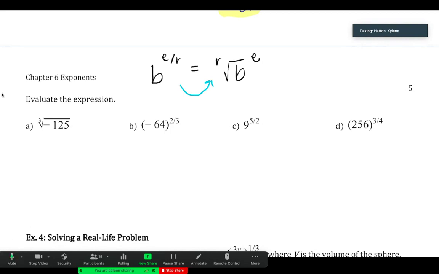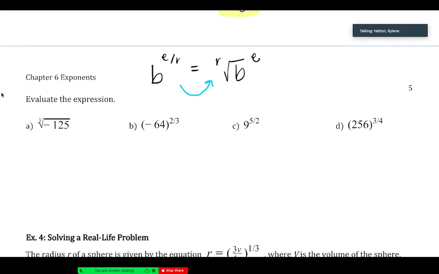Okay, so if we look at A, it's the cubed root of negative 125. That's asking you what number times itself 3 times equals negative 125. The first thing that we know is that in order to get a negative number from multiplying 3 numbers together, the number that we're multiplying by itself must be negative. We just have to figure out what that number is.